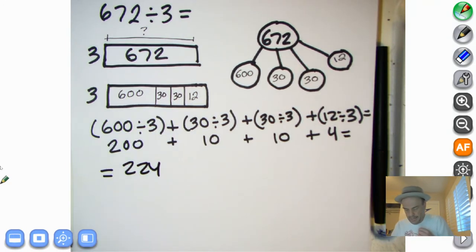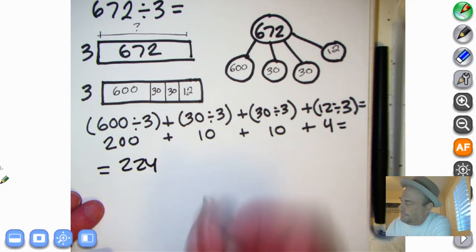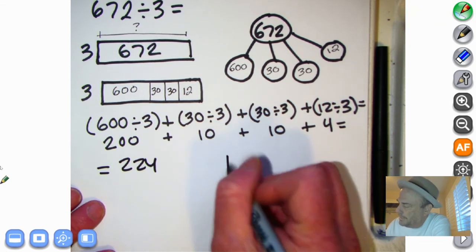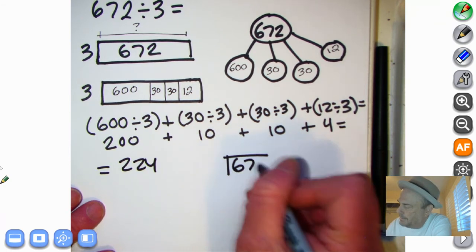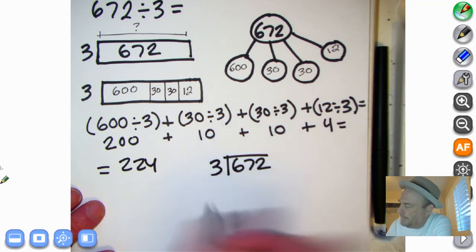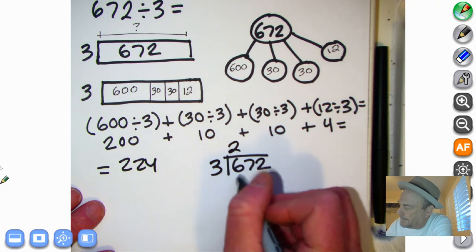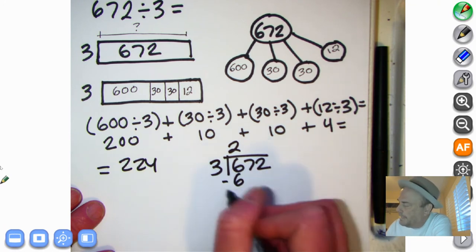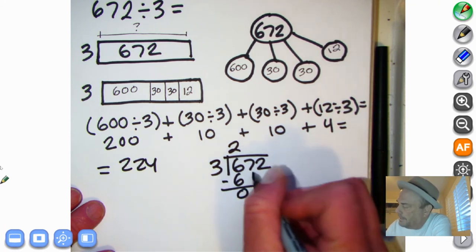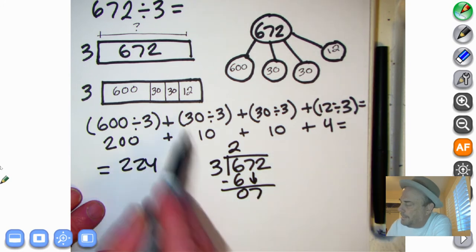And do you want to take a look at it as the standard algorithm? I think we should. So let's go on here with our standard algorithm. We'll do 672 divided by 3. 3 times 200 is 600, right? We subtract. This is beautiful, math magic. Bring down the 7.